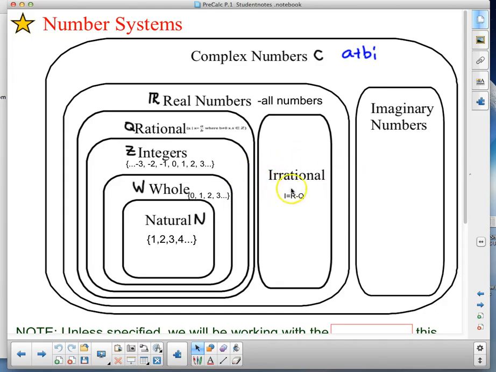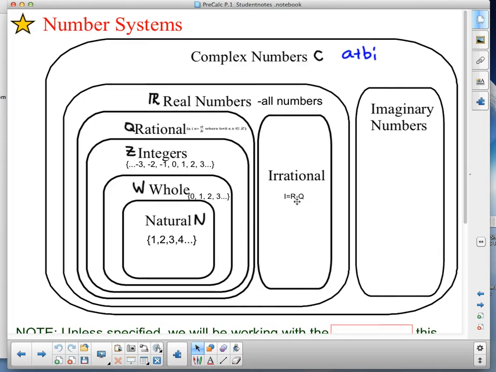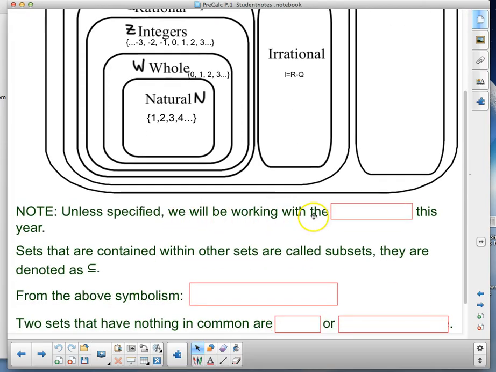And we have our irrational numbers, I, which equals your real numbers R minus your rational numbers Q. So that's your irrational numbers, where you have a real number and a rational number subtracted from each other. You can represent it that way. Now, unless specified, we'll be working with the real numbers this year.